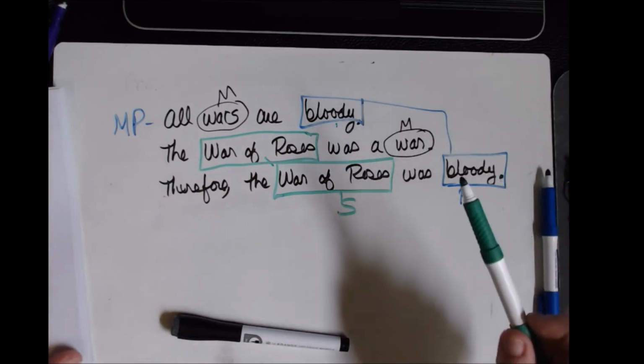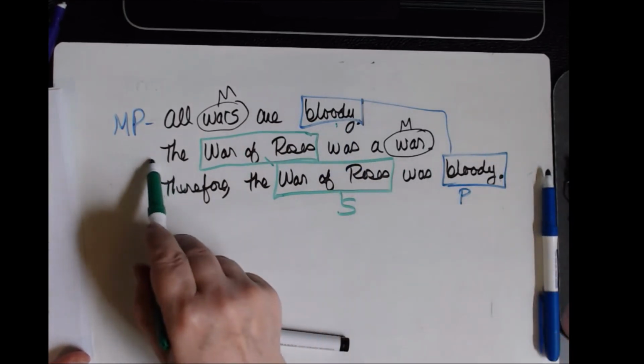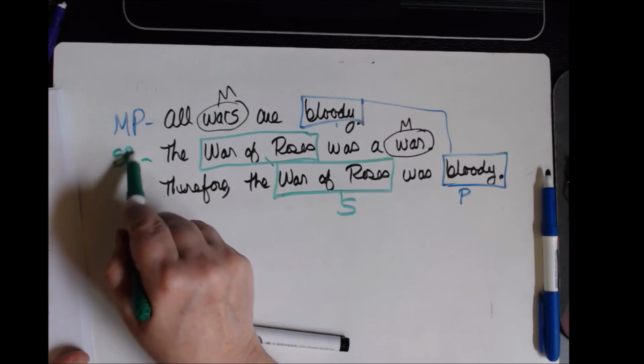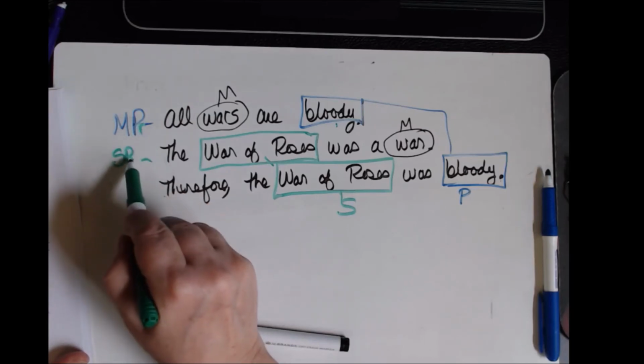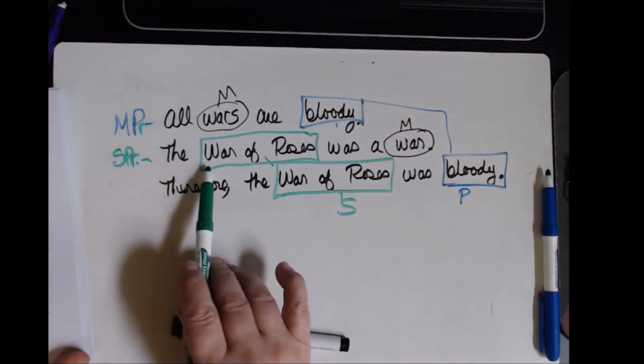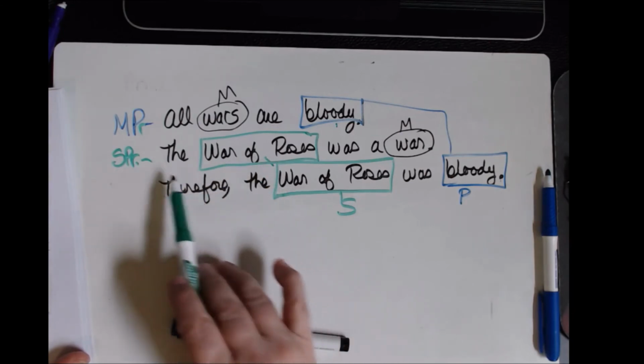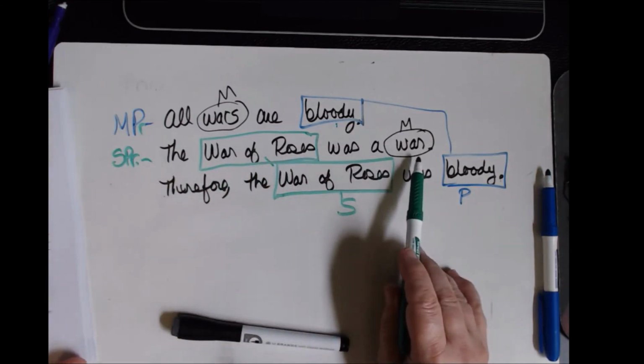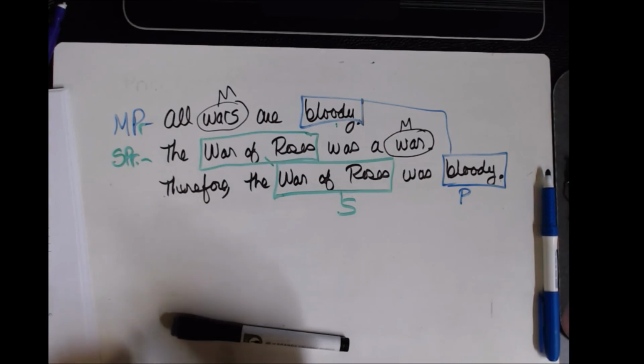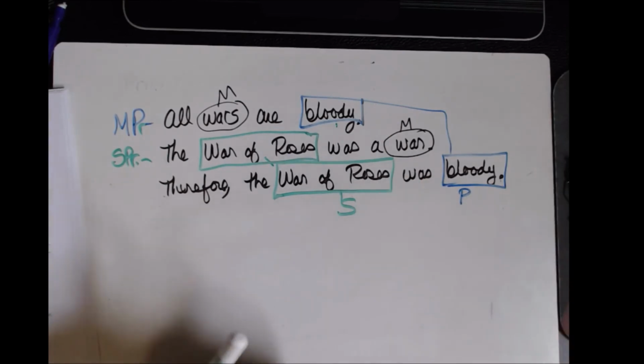So what would the minor premise be? The minor premise would be this one. I should probably put PR. This is the minor premise because it has the minor term. Again, they're asking for the premise, so you would put the whole word. So that's basically how you would break down those two.